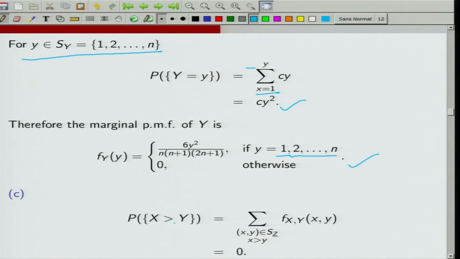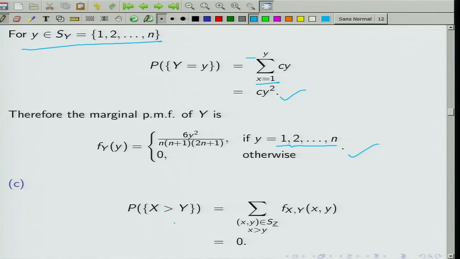Now, let us look at the probability x greater than y. To get the probability x greater than y, I have to sum the joint PMF over the support and x greater than y. But for x greater than y, the intersection with S z is empty. So, there will not be any element which satisfies both of these. That is why this will be 0, because S z we know is the collection of all those x, y such that 1 less than or equal to x less than or equal to y less than or equal to n. So, when x is greater than y, there is nothing common with S z. That is why this probability would be 0.